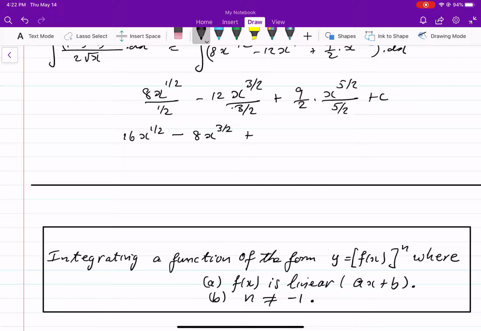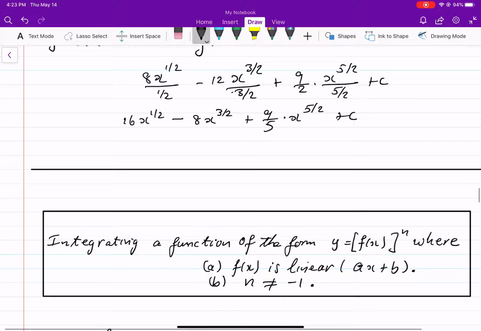Plus 9 halves. Now I gotta remember, I gotta upturn the 5 halves to get 2 fifths. So those two will go out and I end up with 9 fifths times x to the 5 halves plus c. And if I want to write it with a root, then simple: 16 root x minus 8 root of x cubed plus 9 root of x to the 5th upon 5, plus c.